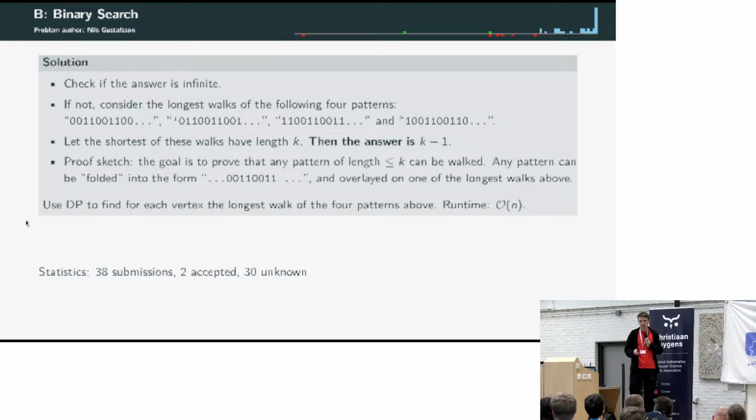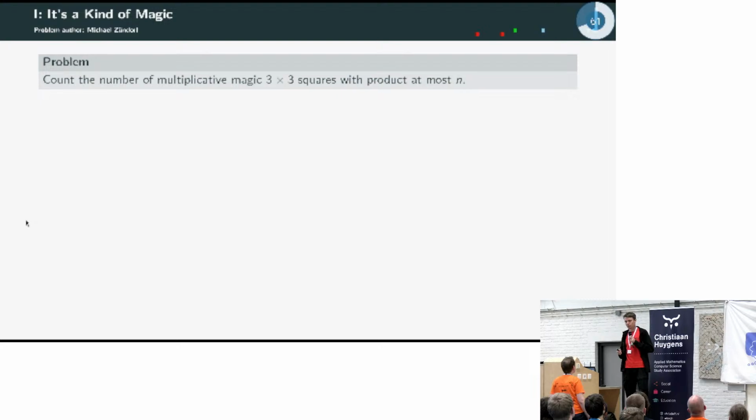So the next problem is I. I give it to Renier. Thank you. Okay, so the next problem is I. It's a kind of magic.